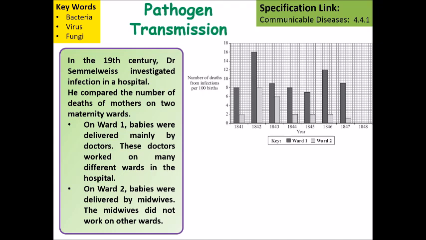So, the first question that I would like you to think about is this one about the work of Semmelweis. In the 19th century, Dr. Semmelweis investigated infection in hospital. He compared 2 wards together. The infection rate on those 2 wards is demonstrated in the graph. In one ward, the midwives did not wash their hands. In the other ward, they did. What I would like you to do is compare and explain those results. Pause the video and have a go.